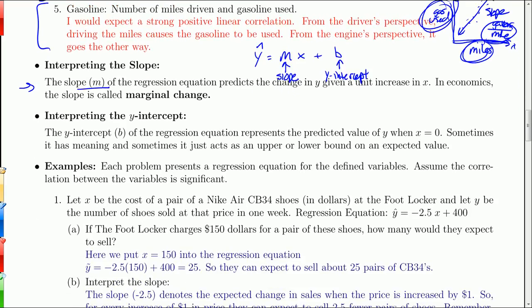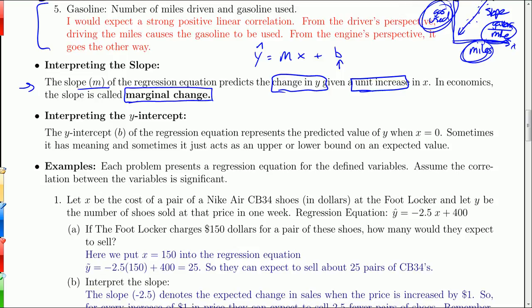The slope of the regression equation predicts the change in y given a unit increase. I'm going to erase this because these are important words. It's the change in y given a unit increase. That's important. It means if you go up by 1 in x, the slope gives you the predicted change in y. In economics, this slope is called the marginal change.